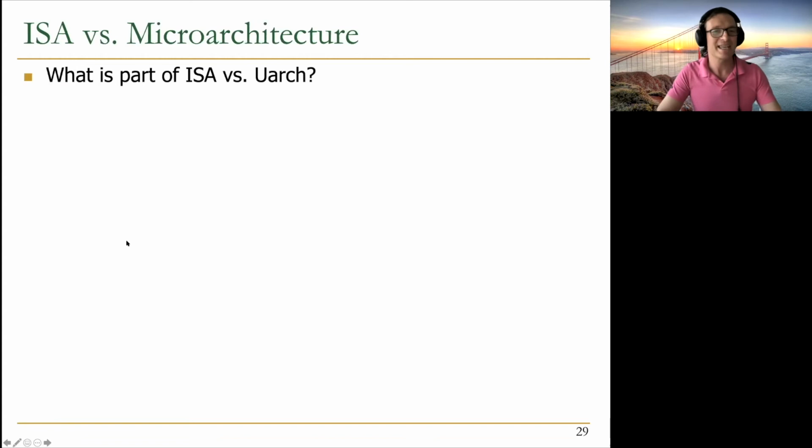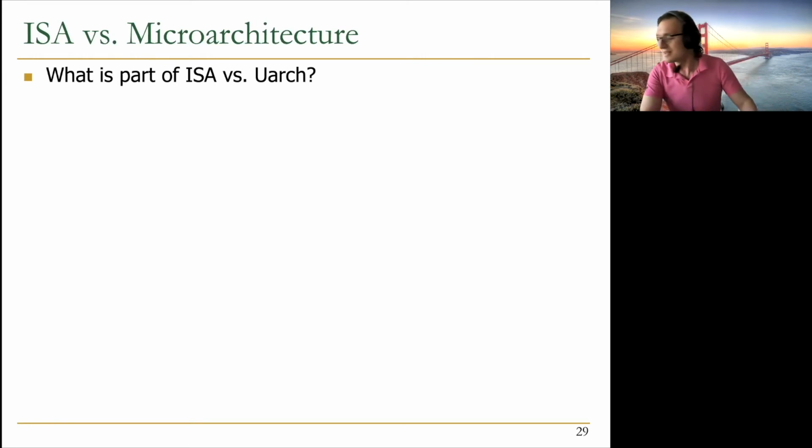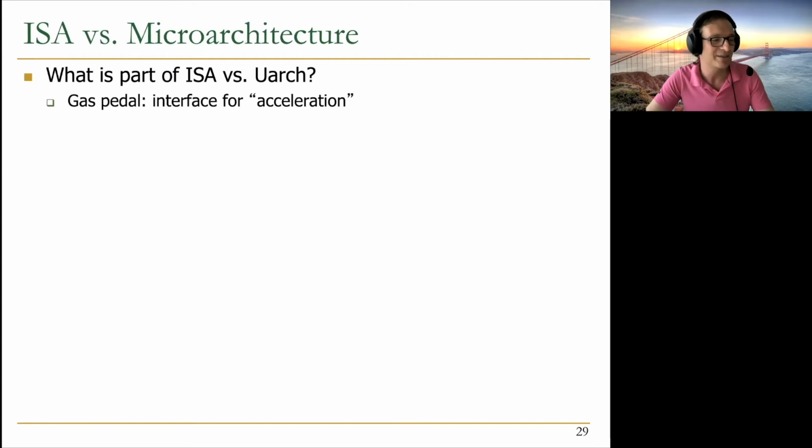Okay, so let's look at some examples, basically. What is part of ISA versus microarchitecture? I'm going to give you some examples later on. But let me give you an analogy first. This is similar to a car design, for example. Probably most of you drive cars or even own cars, right?